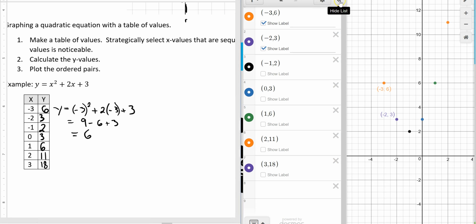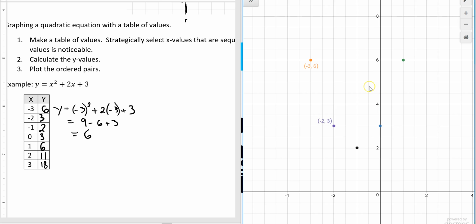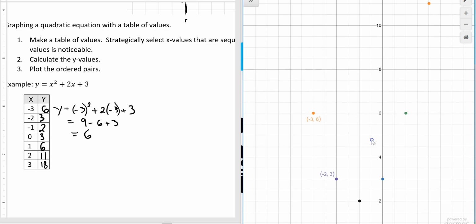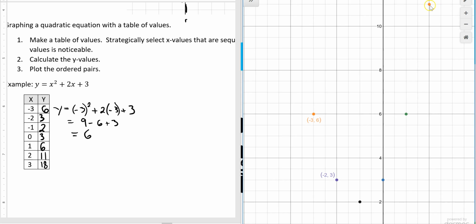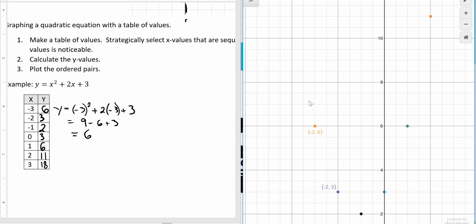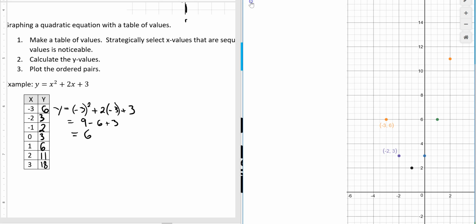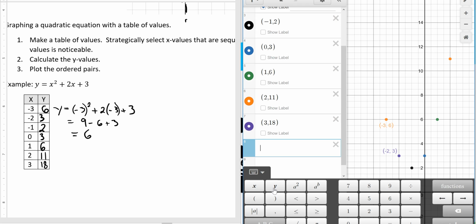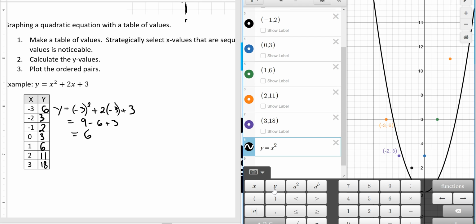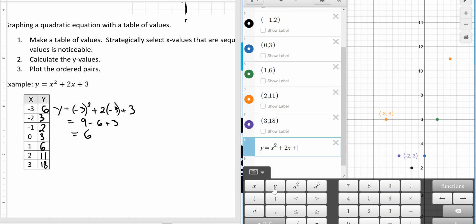Okay, over on the graph, I plotted those points. And if I move the graph a little bit, you can see that the points are sometimes way up there. The ones that I want to focus in on are the ones that have a vertex, the lowest point, and then have some symmetry going on with them. So I want to connect these, and I can do that if I type in our equation. We would have y equals x squared plus 2x plus 3. And see that the line, or the quadratic line, which is a parabola, passes through those points.